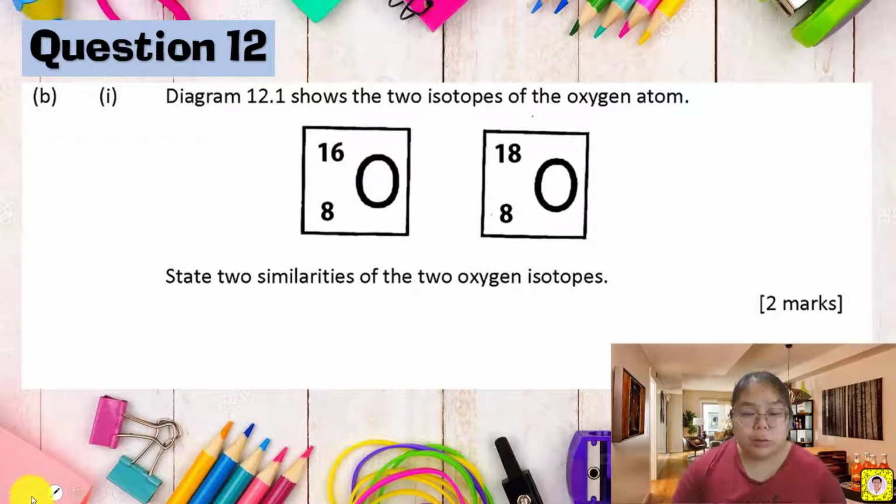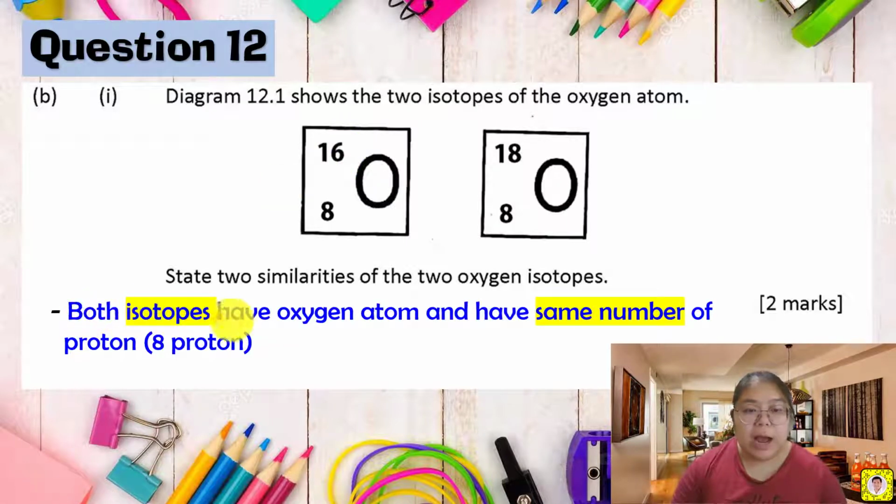Okay, we mention 2 similarities. Both isotopes are oxygen atoms. First, both are oxygen. Number 2, they have the same number of protons. How many? 8 protons. So this is 2 marks for this question.